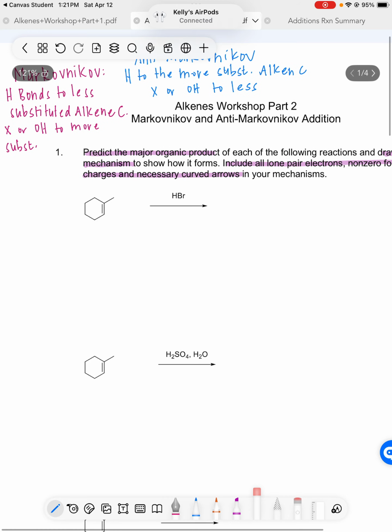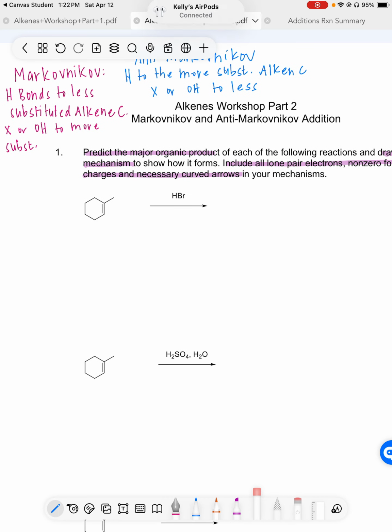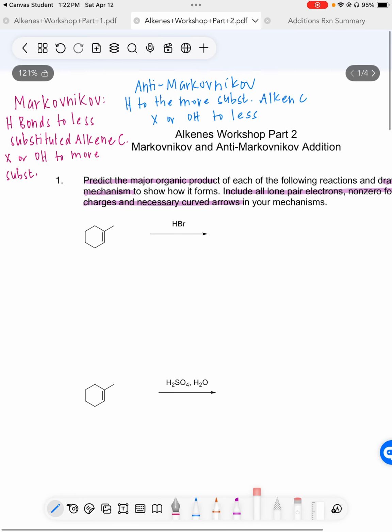Okay, so I thought I'd record some videos doing some of the workshop problems and maybe giving some tips and tricks for anyone who couldn't come to our review sessions. So I'm starting on Alkene Workshop Part 2, and at the top I have written two little reminders for myself.